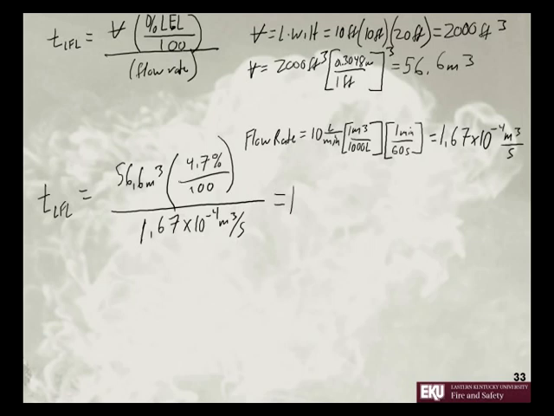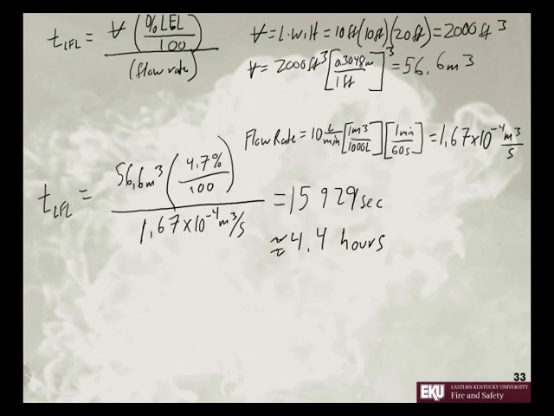So we're at 15,929 seconds, which, at 3,600 seconds in an hour, is equal to 4.4 hours. So if we're talking about the scenario that we looked at before, and this lab was 10 feet by 10 feet by 20 feet, it would have taken 4 hours to flow for the room to reach the lower flammability limit, 4.5 hours.